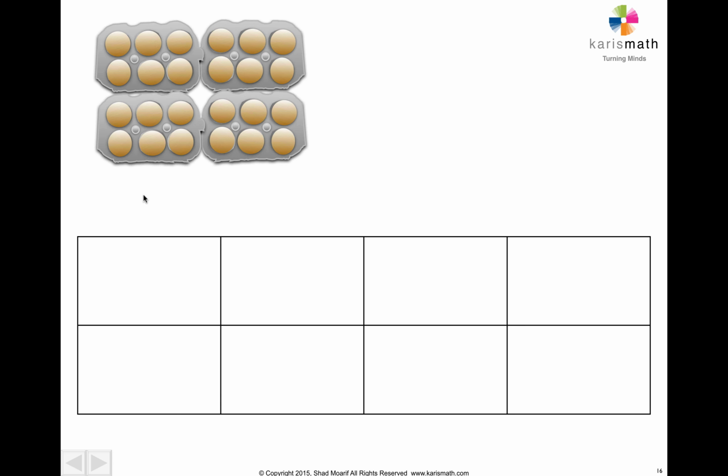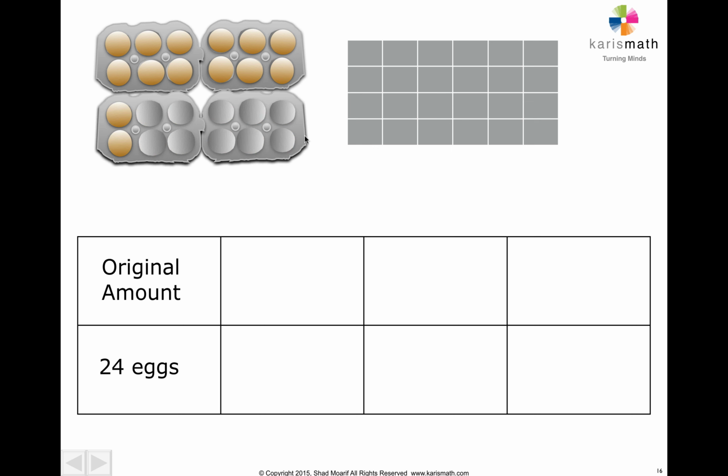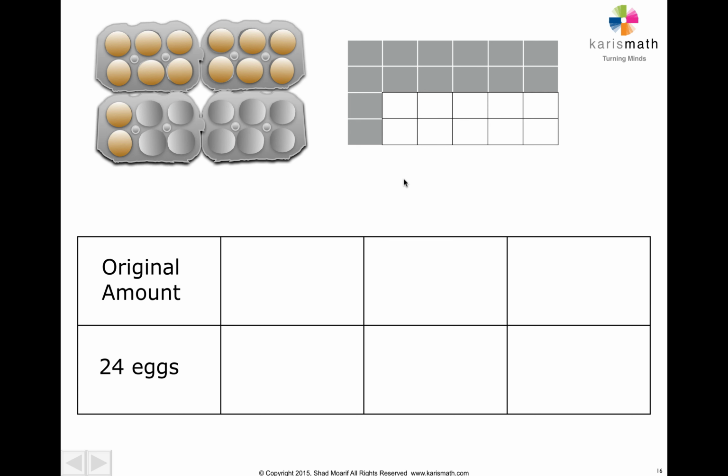How many eggs do you see here? 24 eggs. Very good. So let's show 24 eggs as 24 pieces right there. Original amount is 24 eggs. Then we used up that many. So what's the new amount of eggs? The new amount is 14 eggs. Very good.